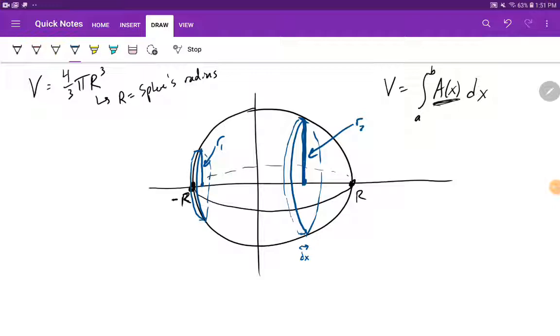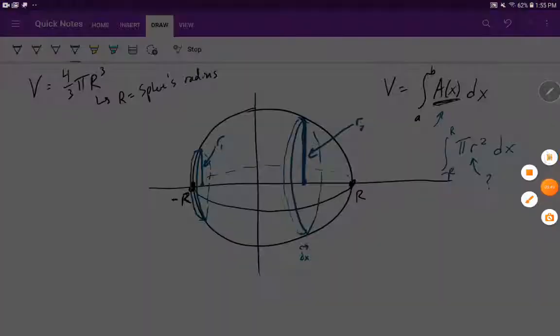So because that's the case here, we need to come up with a function that represents that little r. Once we figure that out, we can plug it into our formula here, and we can go from -R to R. And since we know what the area of the cross section is, they're circles, it's going to be pi little r squared dx. So we just need to figure out what is little r in terms of our x.